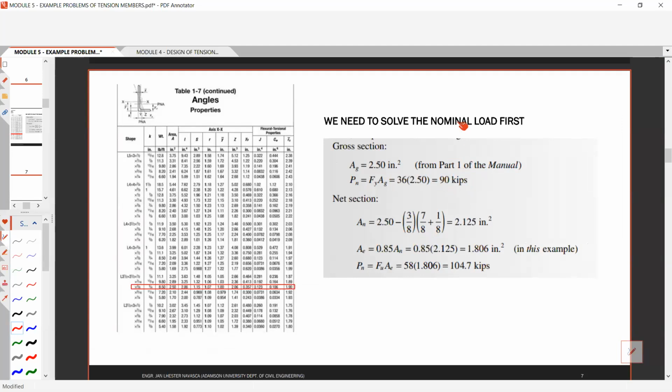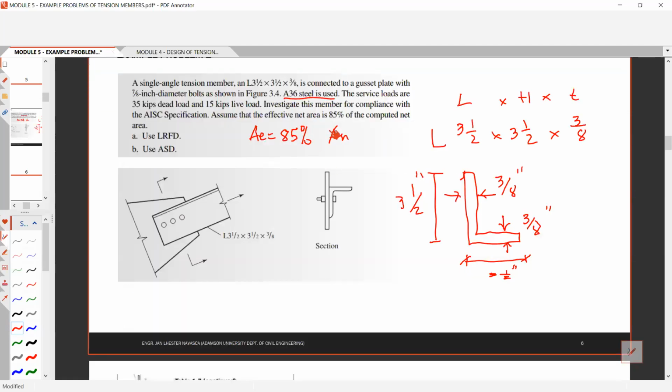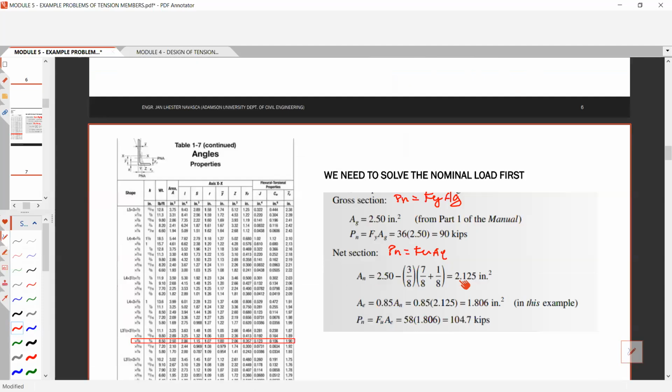Okay, so based on net section, the formula for the net section is Pn equals FuAe. And the formula for gross section is Pn equals FyAg. Since we know Fu, since that is A36, that is 58 ksi, we need to find Ae. According to the problem, your Ae is 85% An. So we need to solve for An. Then we can solve for the nominal strength based on fracture. So how are we going to solve for An?